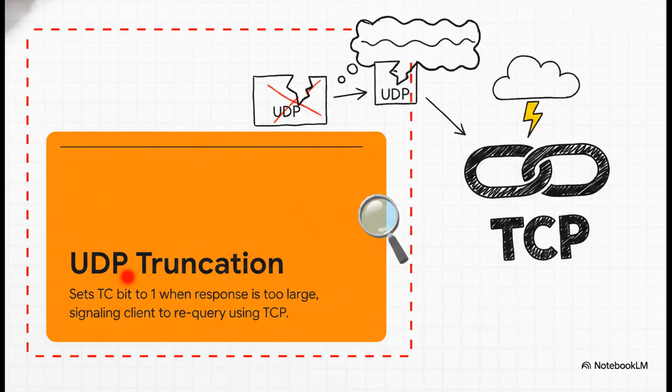When a modern data-heavy DNS response is simply too large to fit into a single standard UDP packet, the server won't just chop it up messily. Instead, it uses something called UDP Truncation. The server sets a specific flag, the TC or truncation bit, to 1. This signals the client, hey, this answer is way too big, throw this packet away and re-query me using a reliable high-capacity TCP connection. It's basically the protocol's built-in safety net.